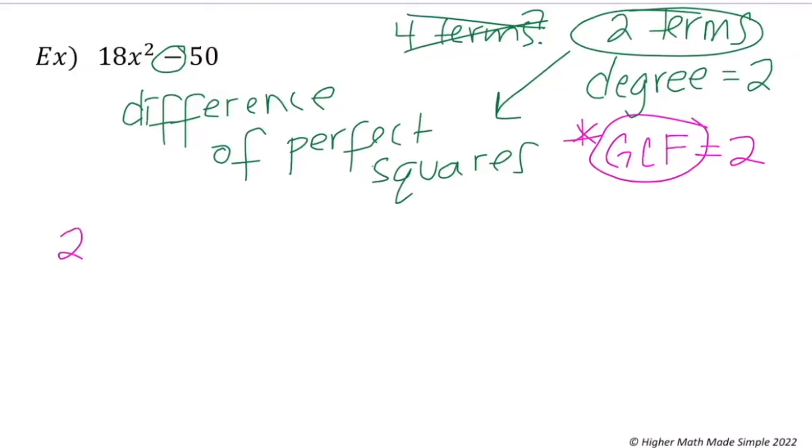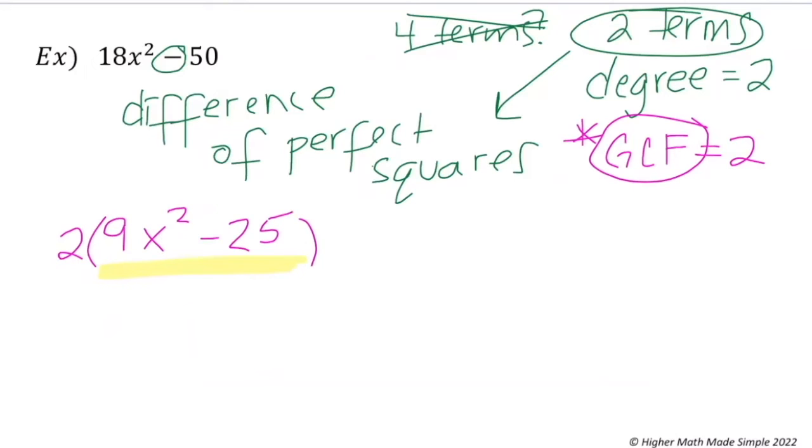So if I pull out a 2, now we end up with 9x squared minus, oh, not 9x squared. I am just kidding, making sure that you are paying attention. Oh, wait, I am just kidding again. 2 times 9 is 18. And 2 times -25 gives me -50. Perfect. Okay, so now what have we done? We've pulled out the greatest common factor. Hey, would you look at that? We have a difference of perfect squares.